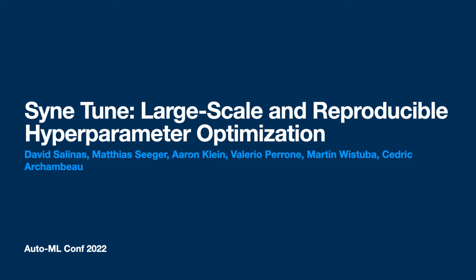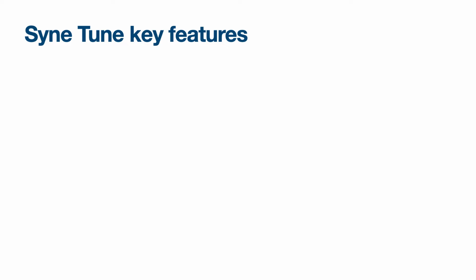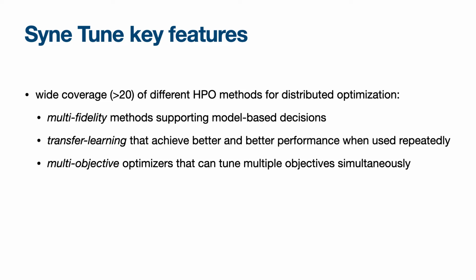Hey, I'm David, and I'm going to talk about Syne, which is a new library for large-scale and reproducible hyperparameter optimization. The key features of the library are that we support wide coverage of HPO methods for distributed optimization.